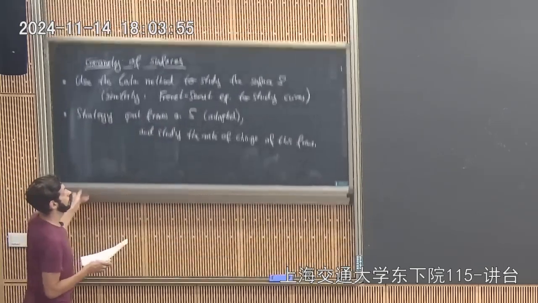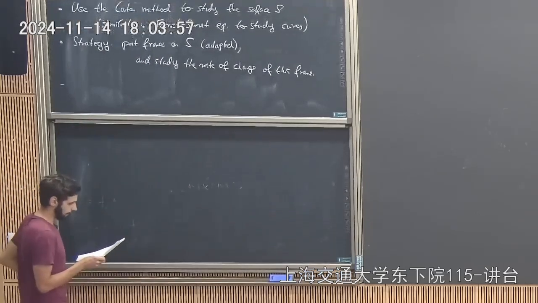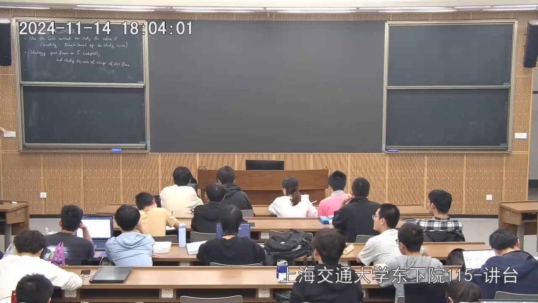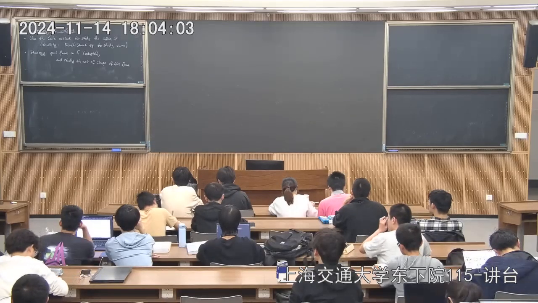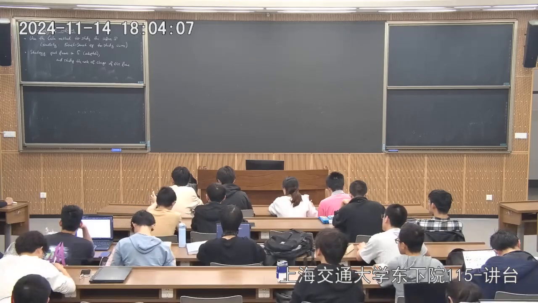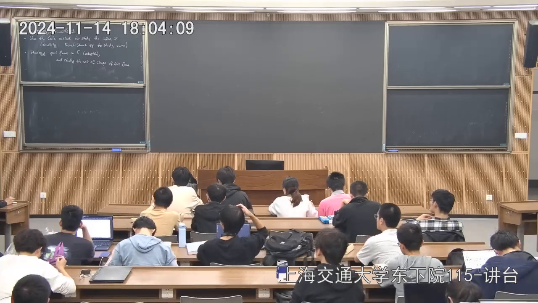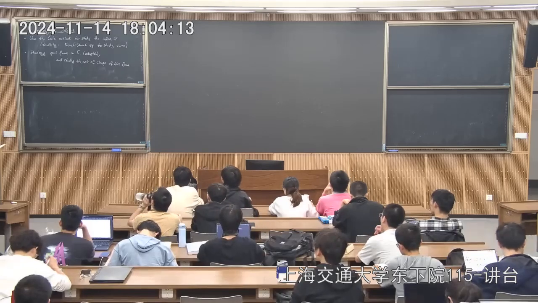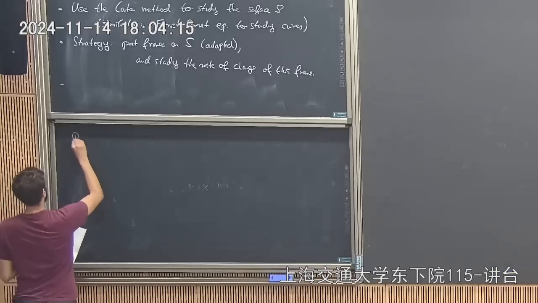And the basic idea is essentially that we adapt the frame to the surface by requiring that the first two vectors are in the tangent direction of the surface, and then the other one has to be normal to the surface. So that's the basic idea of a frame that is adapted to a surface.